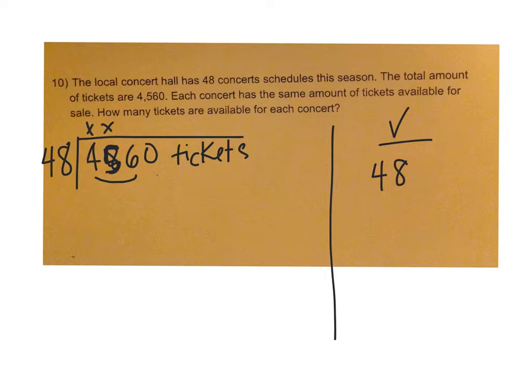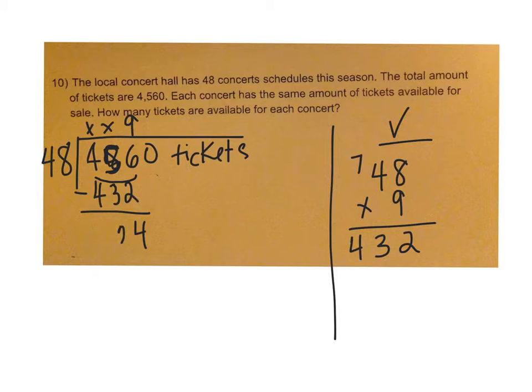I know that 48 times 10 would be 480, and that's pretty close to the number I'm looking for. So I'm going to go for a 9 and see how that works out for me. 9 times 8 is 72. 9 times 4 is 36. Add on 7 more, and we have 43. That looks like it's going to work out just perfect. So we're going to subtract 432. 6 take away 2, 5 take away 3.